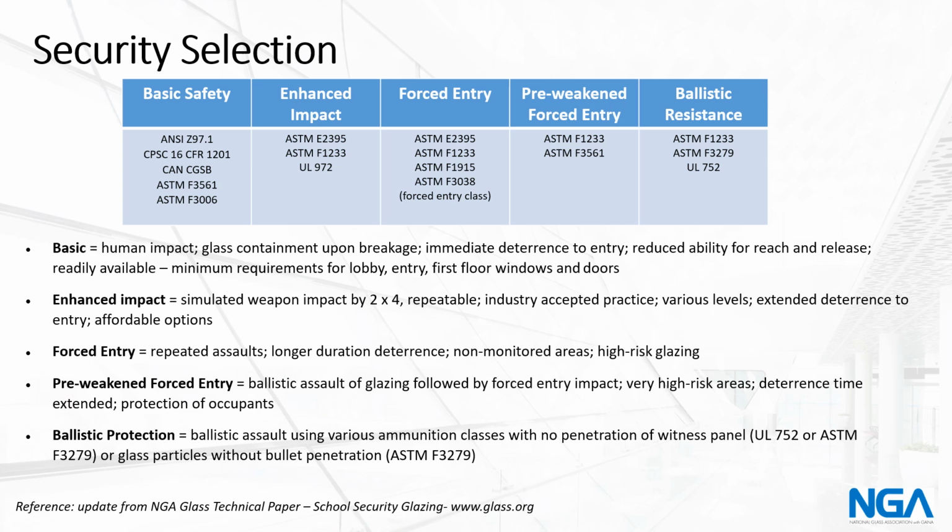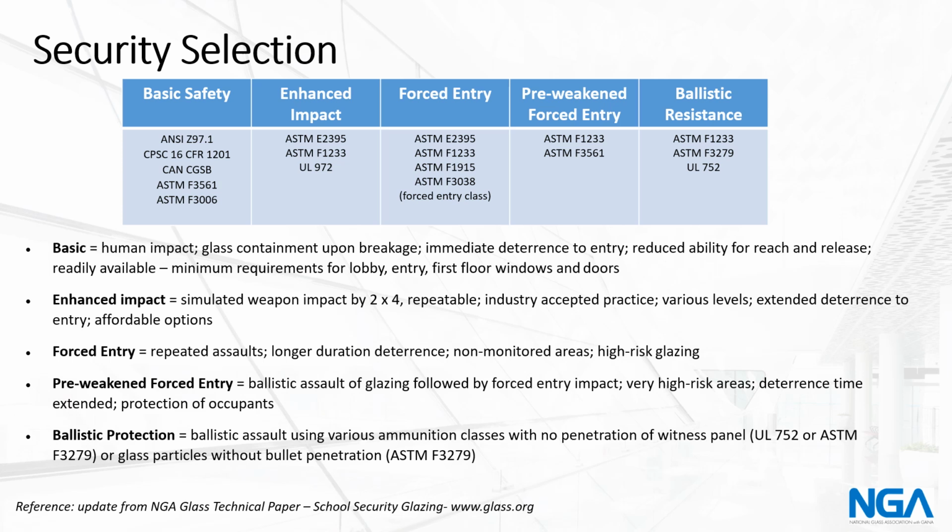This chart compares test standards for safety and security. These standards apply to educational facilities as well as other buildings requiring safety and/or security measures. Basic safety standards test for accidental human impact. Building codes require windows and doors meeting basic safety standards in specific designated areas where accidental impact could occur. Enhanced impact test standards simulate weakening the glazing with impacts. Products meeting these standards could help to deter entry.